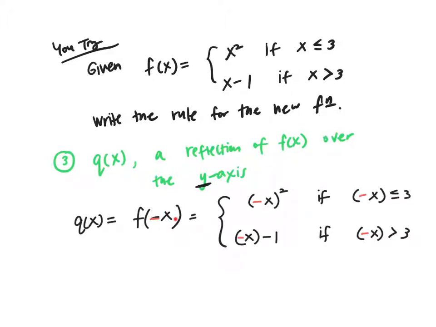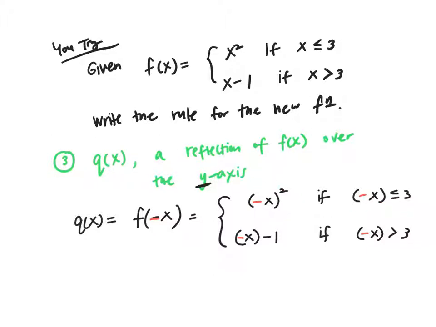And when you have a horizontal transformation, meaning your input has changed, everywhere you see an x, because that used to be your original input, you're going to have to replace it with your new input. So everywhere I see x, I'm going to replace it with negative x. And be careful with the parentheses here, because that whole thing is going to get squared.